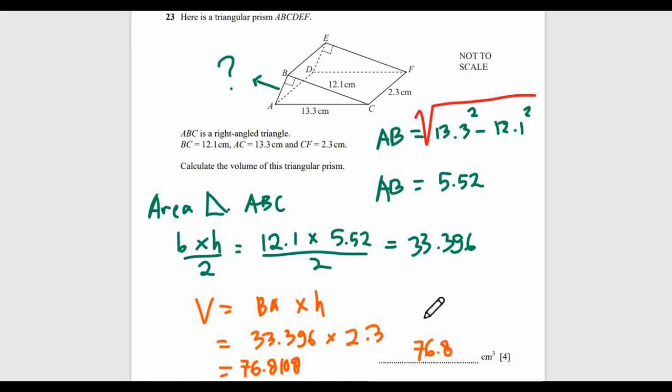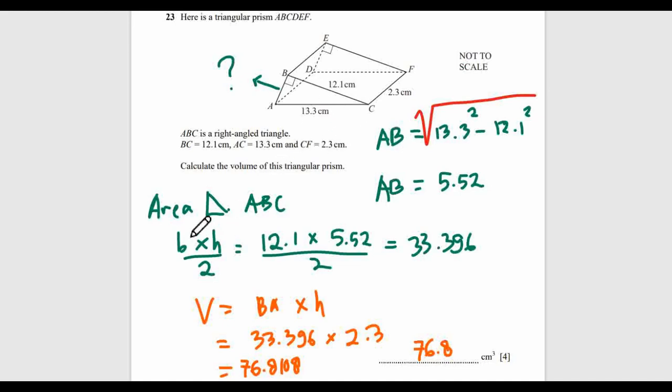square centimeters. So first, to count the volume is base area, the cross-section area, times the height. So we have to count the area of this triangle, which is base times height over 2. So we have to find the side AB. AB we get from Pythagoras, 13.3 squared minus 12.1 squared. So we got this, and the square root of this.